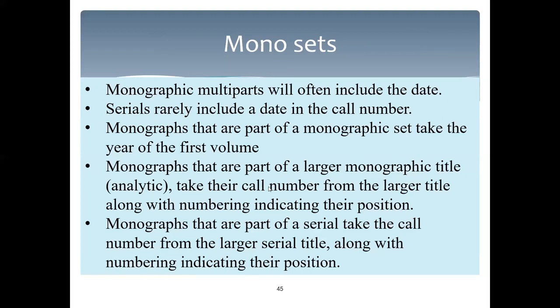When you have analytics, they do take their call number from the larger title along with numbering indicating their position. Now, sometimes you have things that are part of something else and they are not classed together, so they do not sit together on the shelf. If you have that situation, really the series authority record is what tells you what situation you have. But if you have that situation, then you just classify following regular rules and don't pay too much attention to the series, because you don't really need to, since you're not going to put them together on the shelf. But if you do have one that you need to put together on the shelf, then that series authority record will give you the information you need.